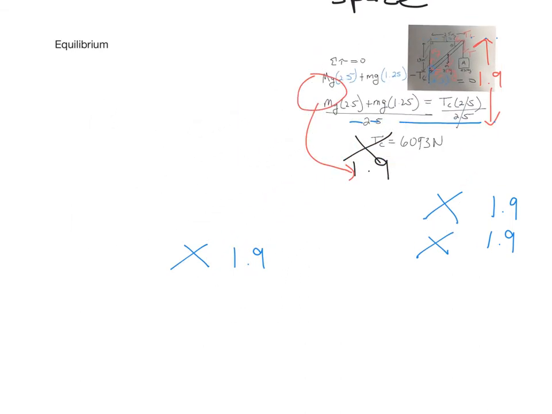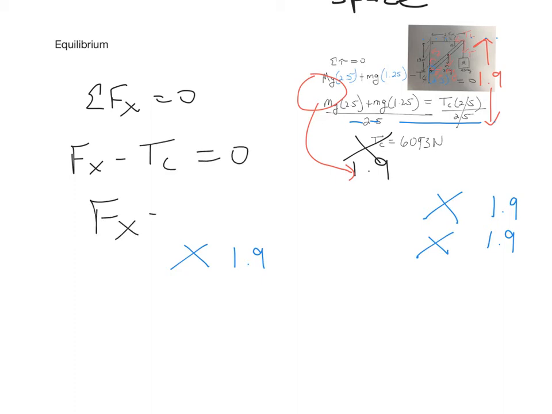So if we summed up the forces in the x direction, set them equal to 0, we only have two forces that are going left to right. We have the Fx, and we have the Tc. So that means Fx has to equal Tc, which is the same 6,093 newtons.